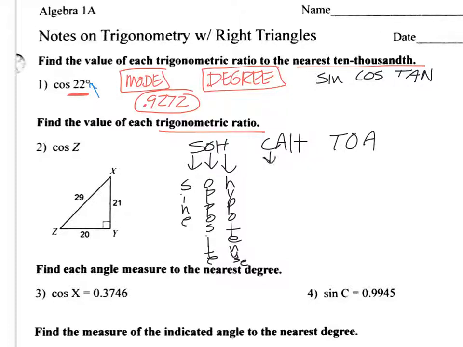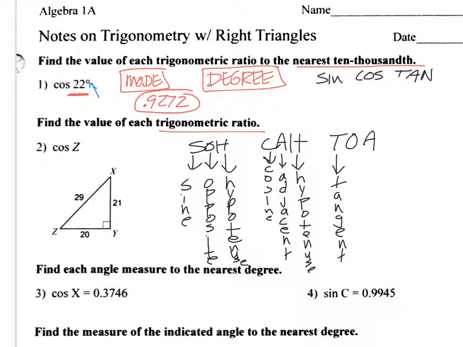Okay, cosine. So cosine is called adjacent. Now all adjacent means is beside of. And we'll talk about that as we look at this particular example, over hypotenuse. And then the last one is tangent. And tangent is, go back to our O earlier over here, that's opposite over A, adjacent.